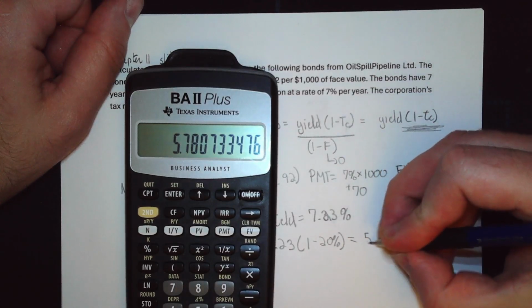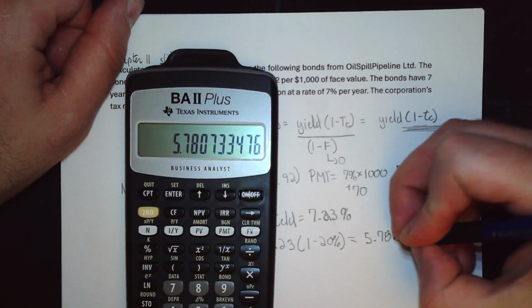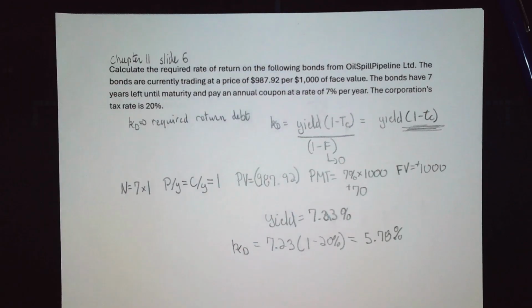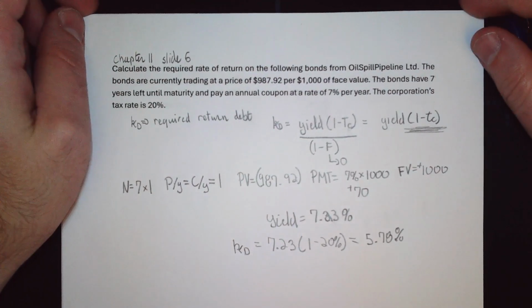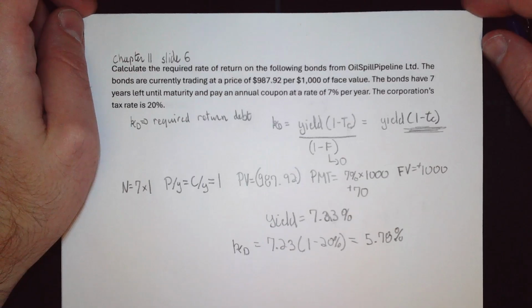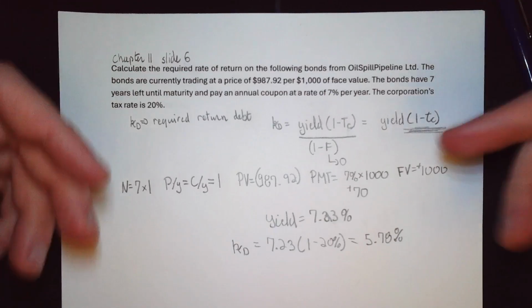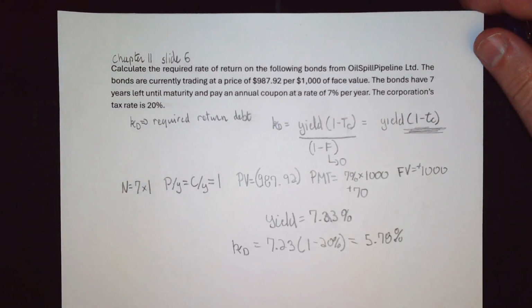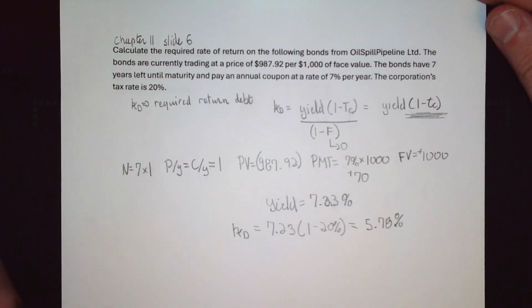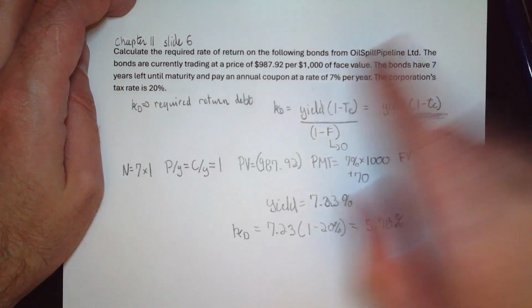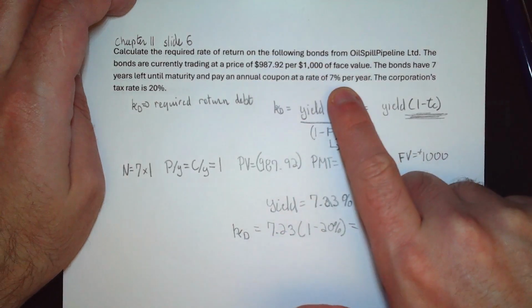This is 5.78%. And here you go. This is how we can calculate the required return on the debt of a company. The nice thing about all this information is it is just easily available on the financial market. If you want to buy a bond, you can easily find its price. You can easily know its coupon.